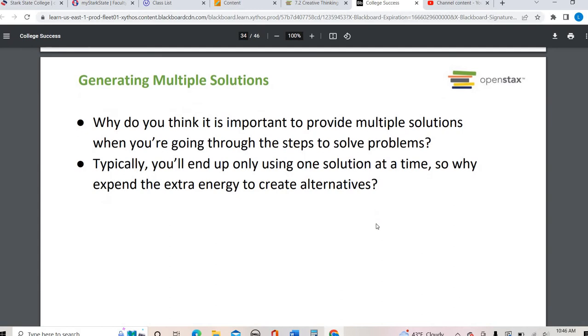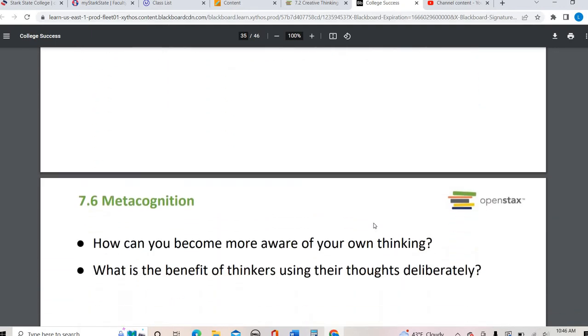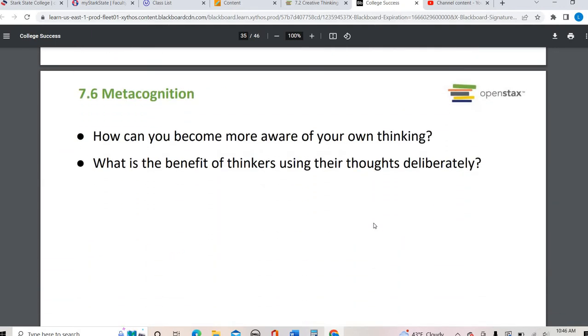Oftentimes we want to maybe even come up with multiple solutions. Even if you only choose one at the end, multiple solutions or multiple alternatives can allow you to have backup plans. And then the last little bit starts talking about metacognition. Metacognition means thinking about thinking. So how are you aware of your own thinking?